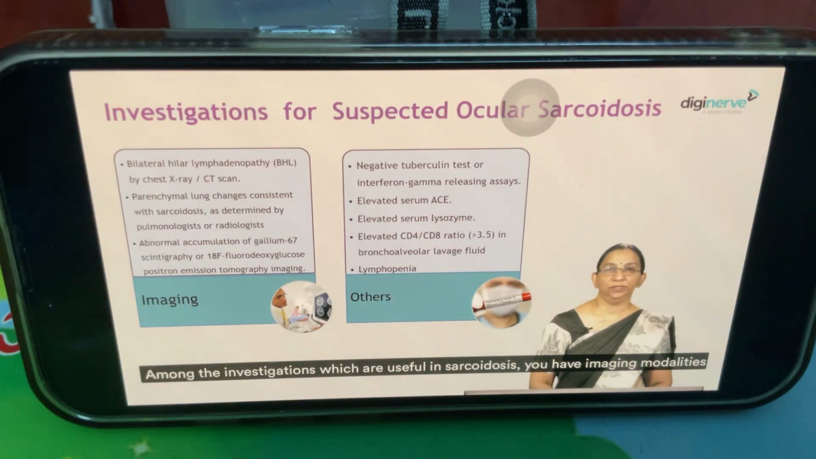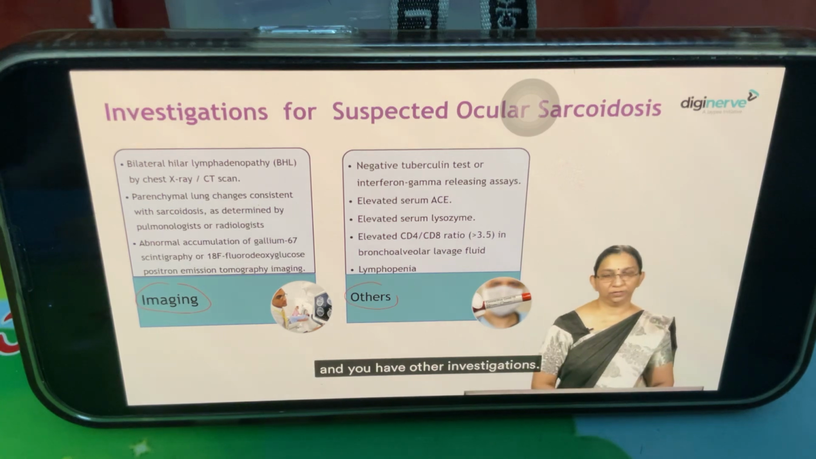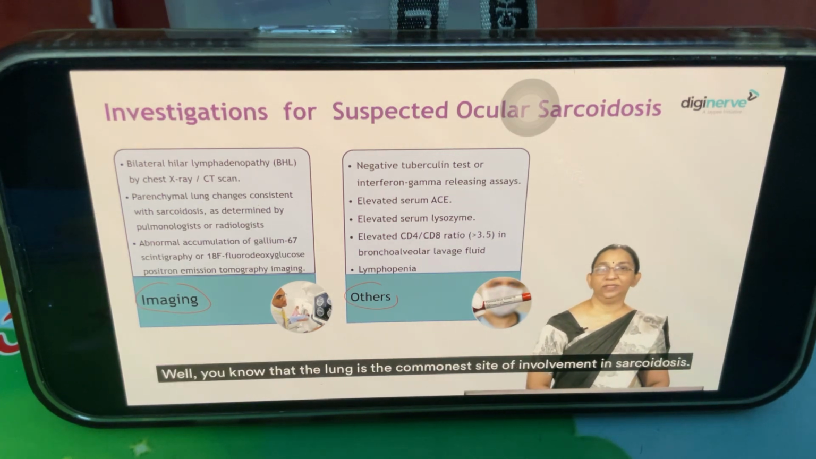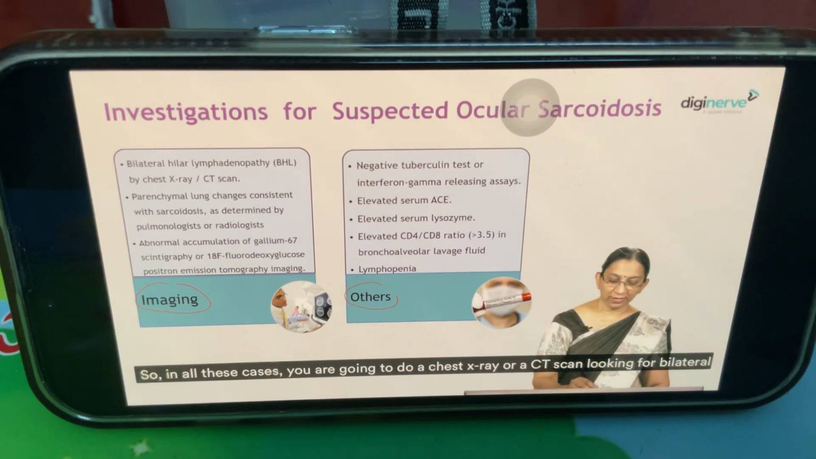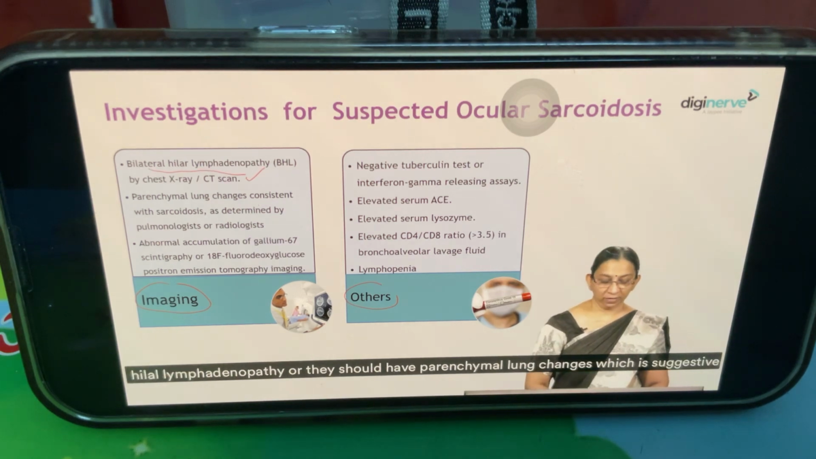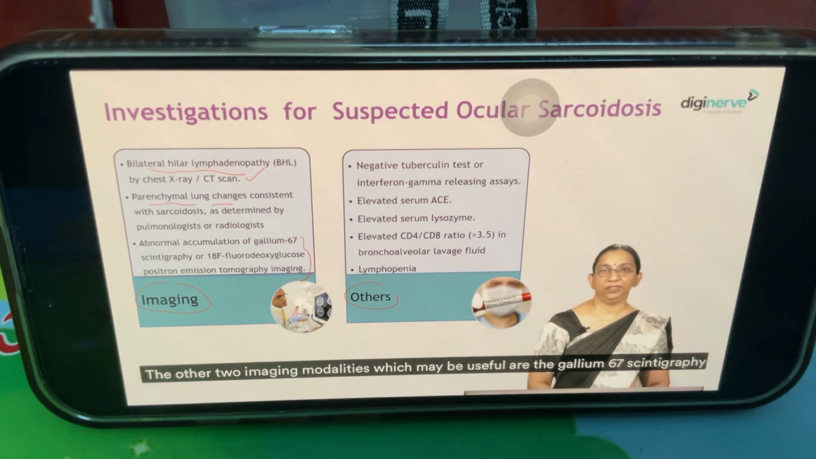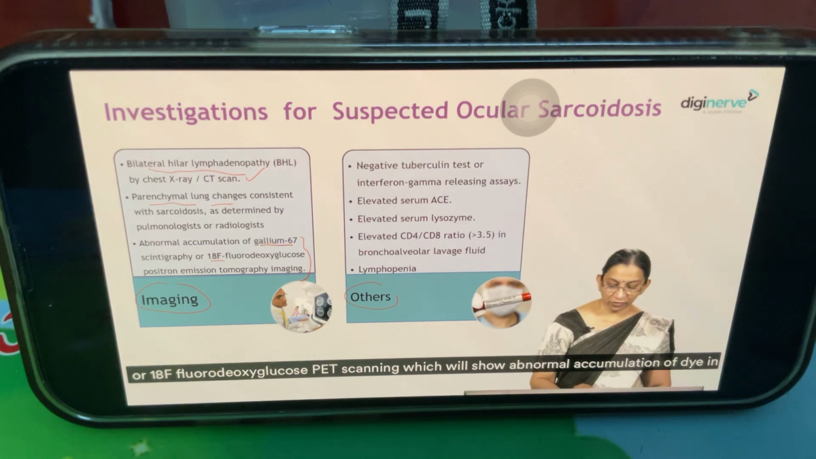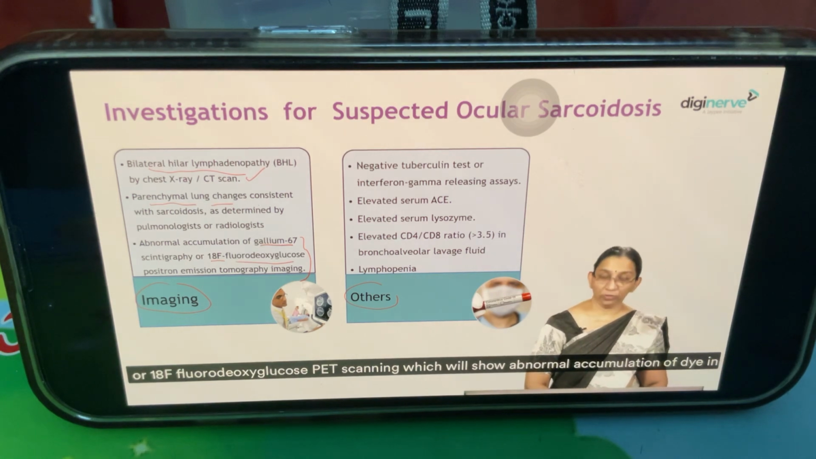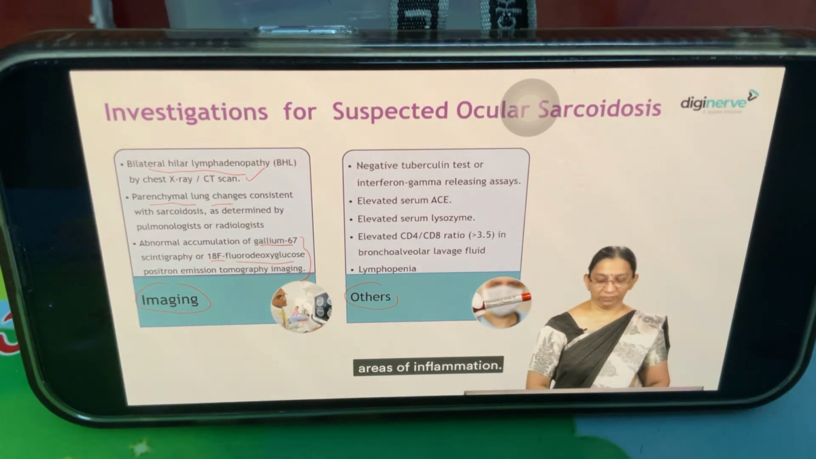Among the investigations which are useful in sarcoidosis, you have imaging modalities and you have other investigations. Well, you know that the lung is the commonest site of involvement in sarcoidosis. So in all these cases, you're going to do a chest X-ray or a CT scan looking for bilateral hilar lymphadenopathy, or they should have parenchymal lung changes suggestive of sarcoidosis, as decided by the pulmonologist or radiologist. The other 2 imaging modalities which may be useful are the gallium-67 scintigraphy or 18F fluorodeoxyglucose PET scanning, which will show abnormal accumulation of dye in areas of inflammation.